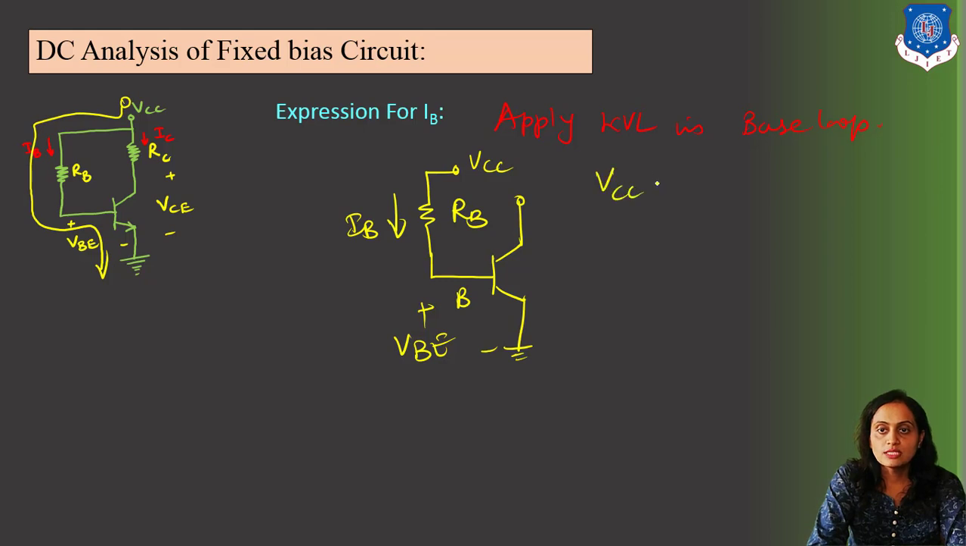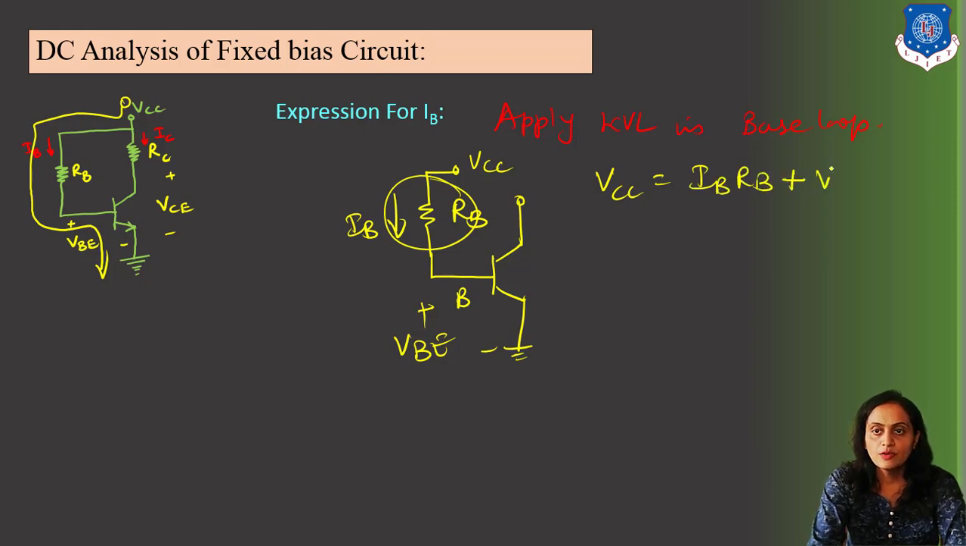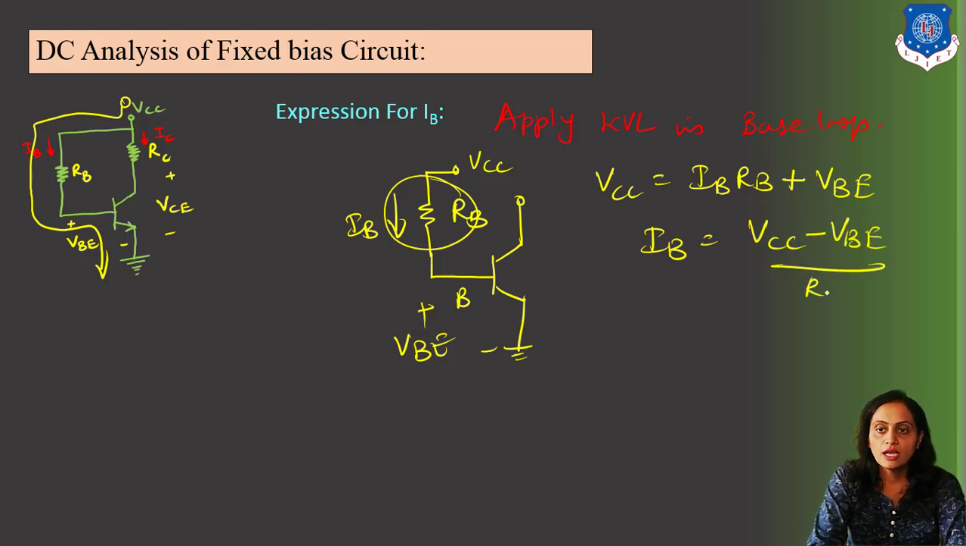So we will write VCC is equal to the drop across this RB, that is IB RB, plus VBE, that is base to emitter voltage. Now just take IB as the subject, then we have IB equal to VCC minus VBE divided by RB.